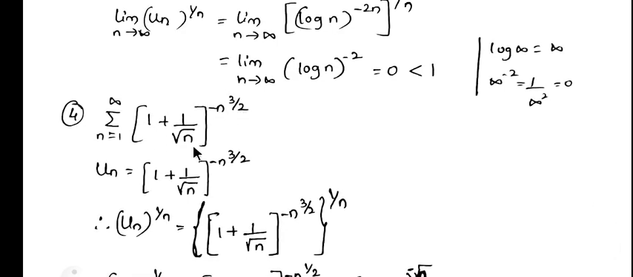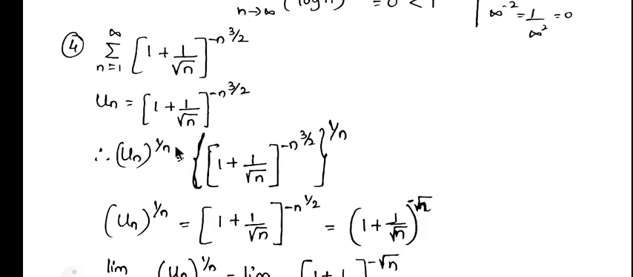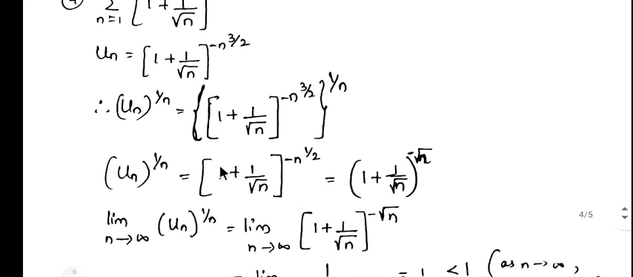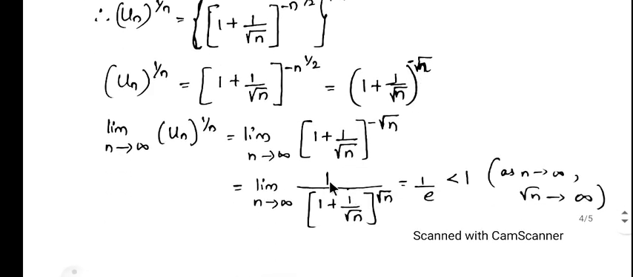This is your un. Next you have to write un whole to the power 1 by n. Simplify it. You are going to get un whole to the power 1 by n, which is equal to (1 plus 1 by root n) whole to the power minus n to the power 1 by 2. This can be written as (1 plus 1 by root n) whole to the power minus root n. Apply the limit on both the sides. After applying the limit, I can write it in the form of 1 divided by (1 plus 1 by root n) whole to the power root n.